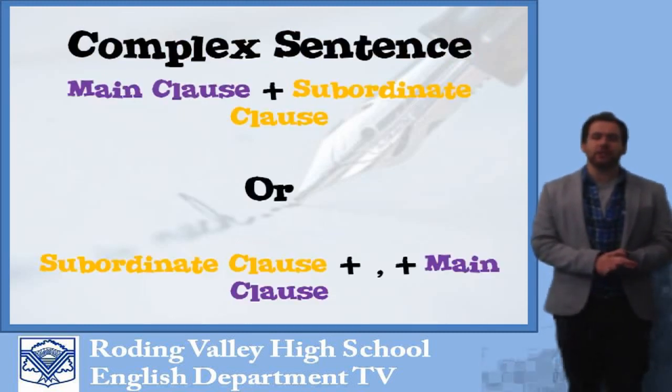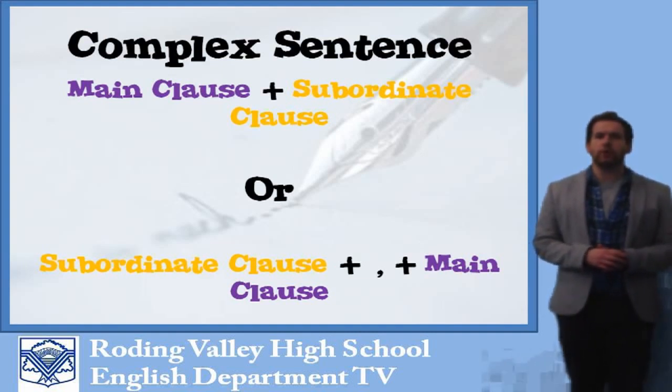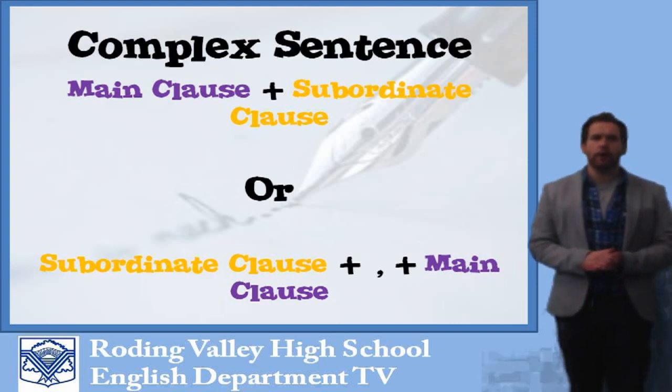This makes a complex sentence. A complex sentence can be ordered most of the time in 2 ways. A main clause plus a subordinate clause, or a subordinate clause plus a comma and then a main clause. So you must remember that if you're going to start with a subordinate clause, you must put a comma before you start the main clause.